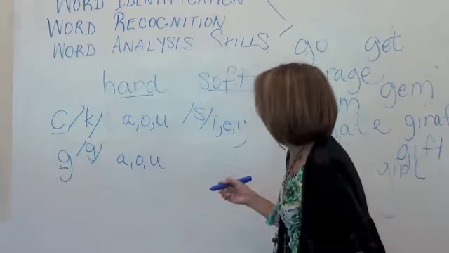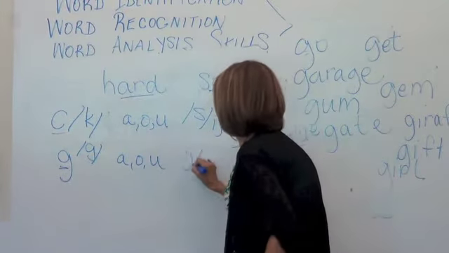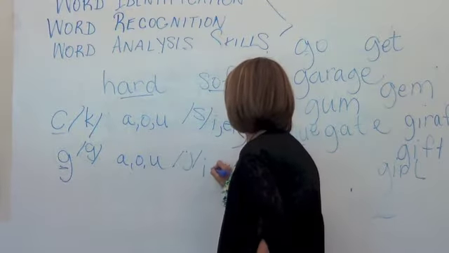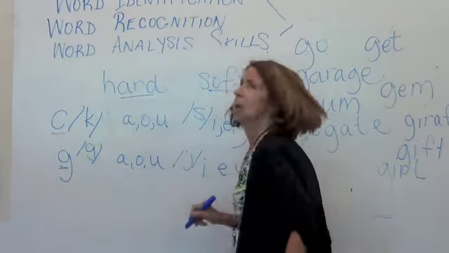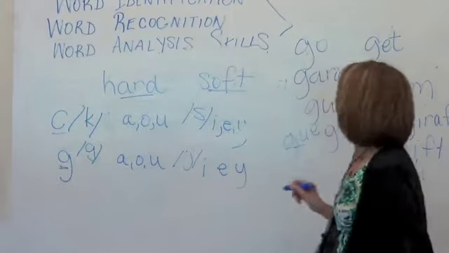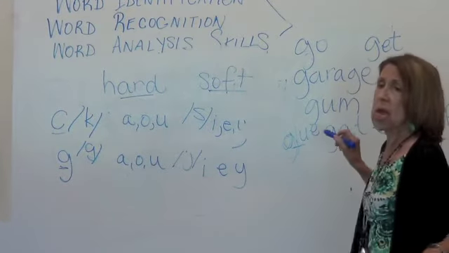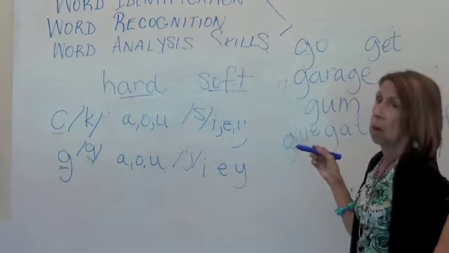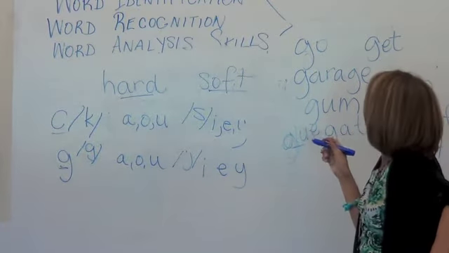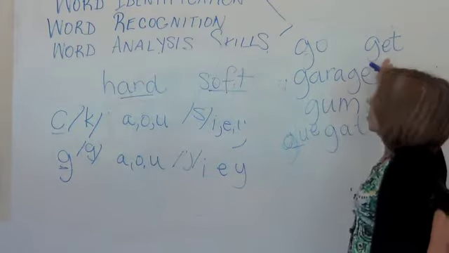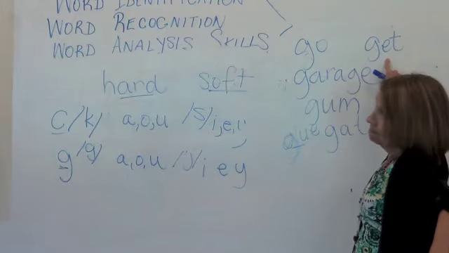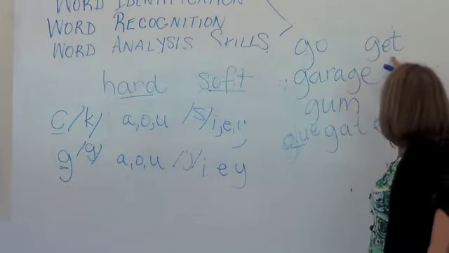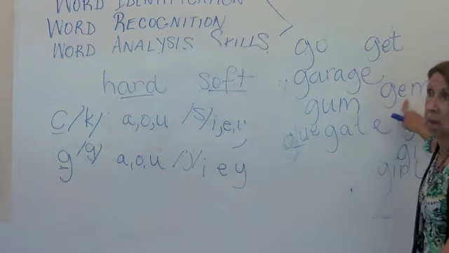And it sounds like a J when it's followed by I, E, or Y. Most of the time, but not always. All right, so is the G in go hard or soft? Which column would you put it in? Go. Hard G. Get. Hard G, but it's followed by an E. Exception.